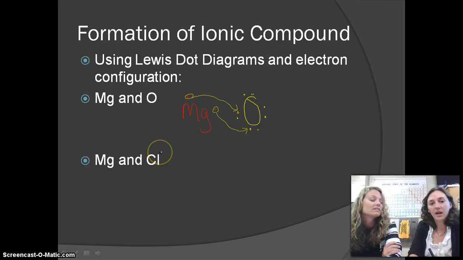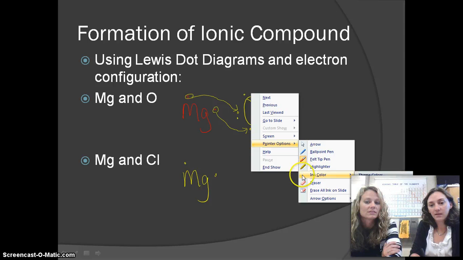Okay, that's an ionic compound. Now they will be electrostatically attracted to each other. Buddies, magnesium and oxygen. So magnesium still has 2 valence electrons.